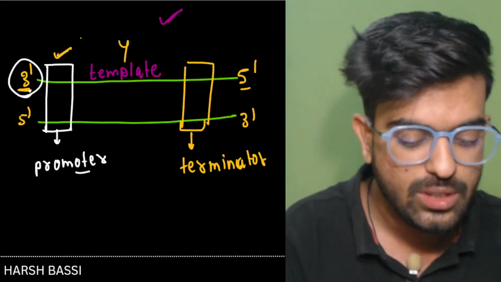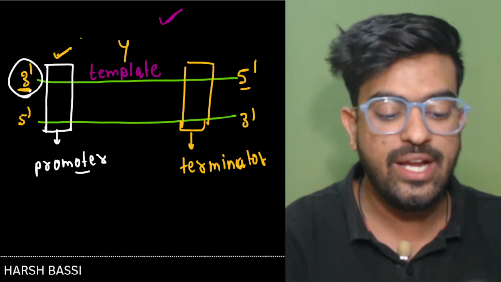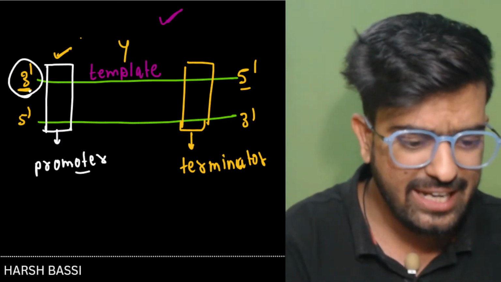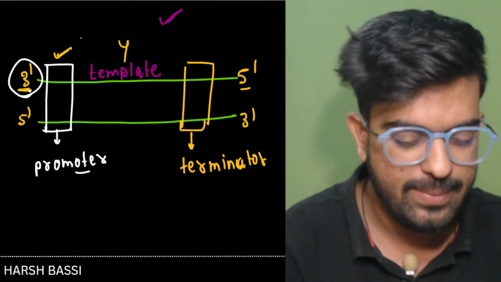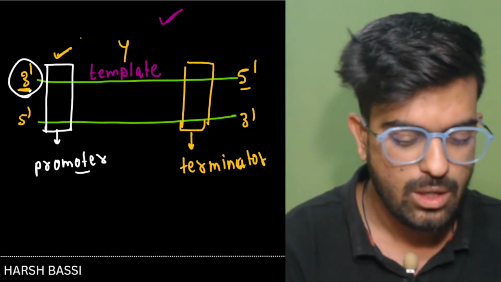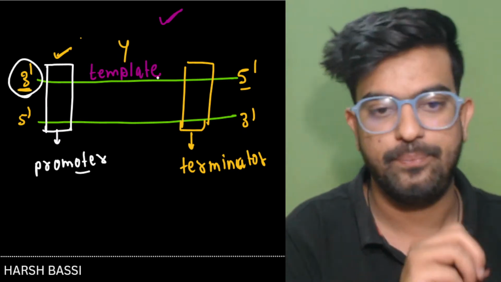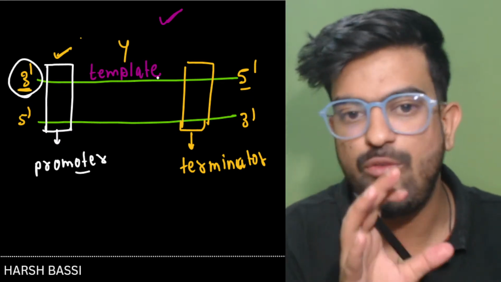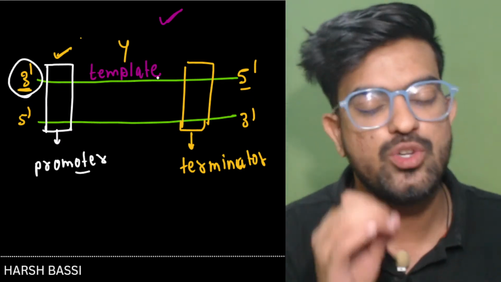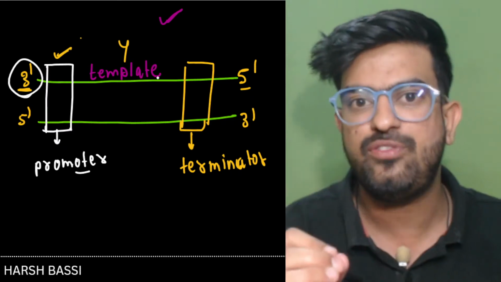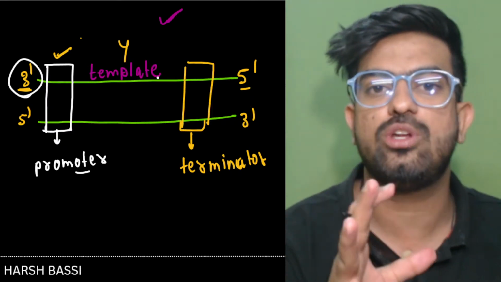Okay everyone, yes or no? Any doubts guys? Let me know in the comment section. Okay, great. So this is how we are going to recognize the template strand. Remember, the template strand is 3 prime to 5 prime on the basis of the position of the promoter.